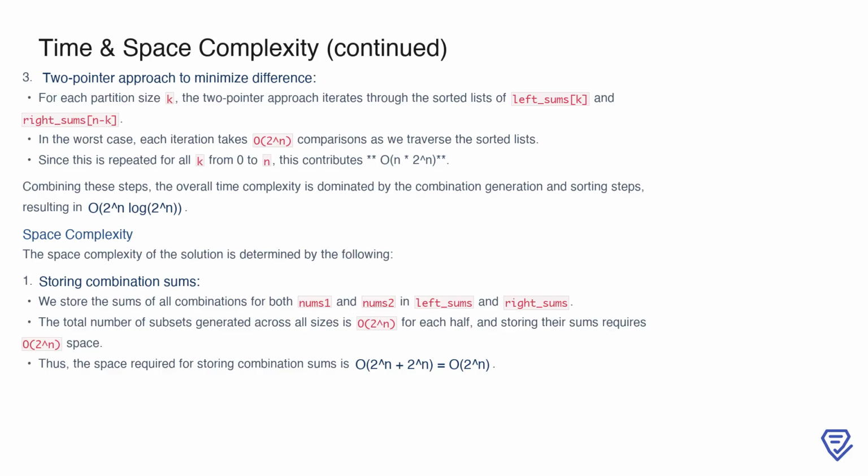Combining all the steps, we see that the time complexity of the solution is ultimately dominated by the combination generation and sorting steps, leading to a final time complexity of 2 to the power of n log 2 to the power of n. Shifting to space complexity, the primary factor is the storage of combination sums. Both nums1 and nums2 generate 2^n subsets, and storing their sums requires 2 to the power of n space for each half, leading to a total space complexity of 2 to the power of n.